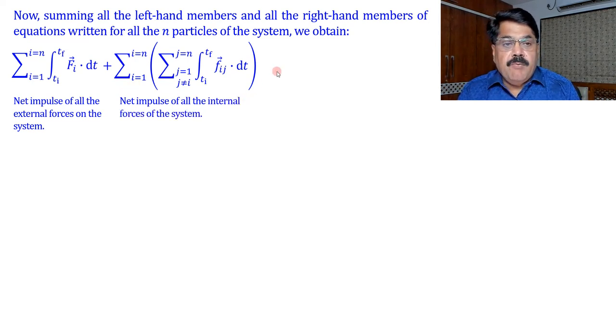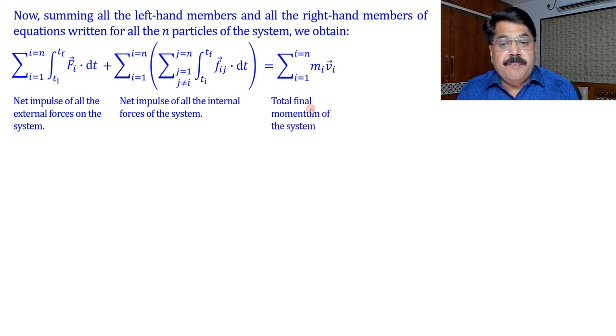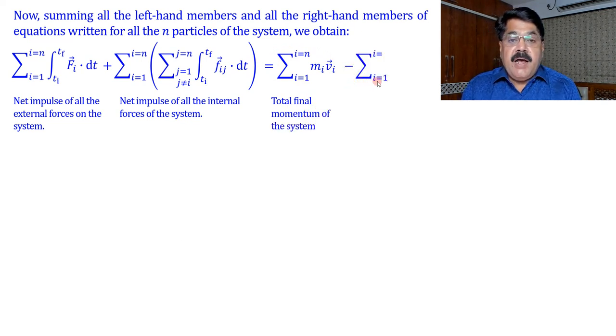And this will be equal to what? First term will be summation i equal to 1 to n m_i v_i vector. This will be the final momentum, total final momentum of the system. So total final momentum of the system minus summation i equal to 1 to n m_i u_i. This is the total initial momentum of the system.